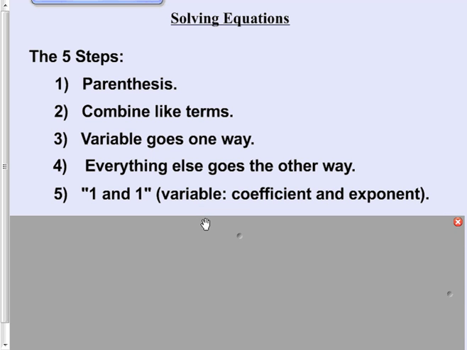And then lastly, we have the 5th step, which I call the 1 and 1, and that refers to the coefficient and the exponent of the variable, meaning if you put all of your x's on the left, that at the end of step 5 there will only be one x, and it will be to the first power. 1x to the first. That's your 1 and 1.